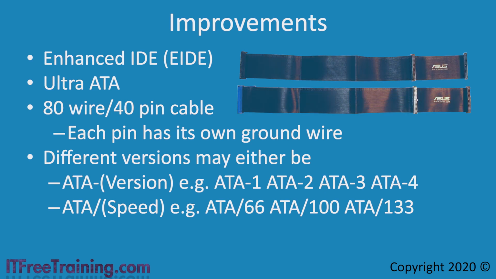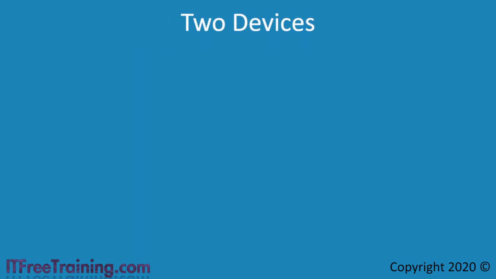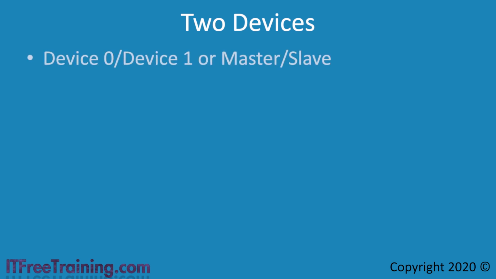Let's have a look at how that works. In order for 2 storage devices to be supported on the one cable, one is designated as device 0 and the other as device 1. Originally, they were referred to as master and slave, so you may see these terms used. The master and slave terms were misleading, as they tend to imply that one has priority over the other, or that it requires the other to operate. This is generally not true.